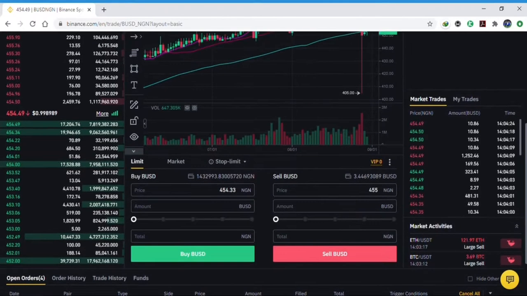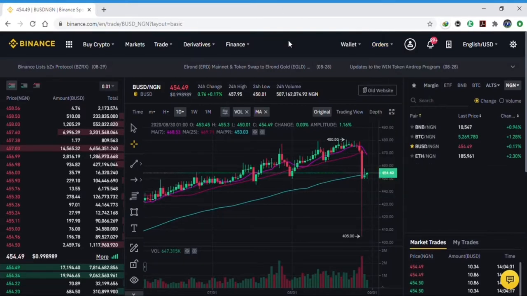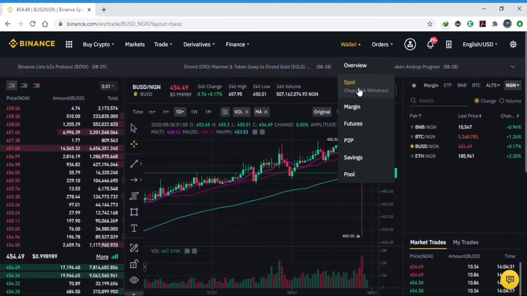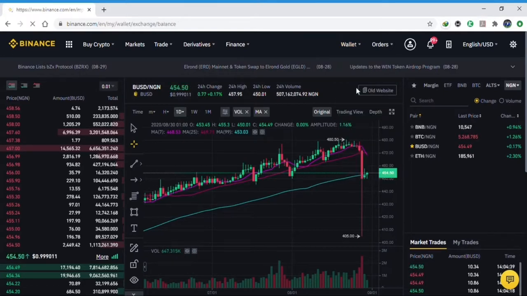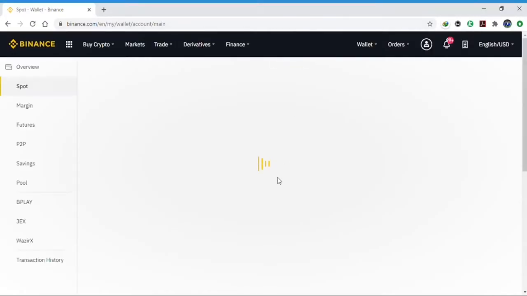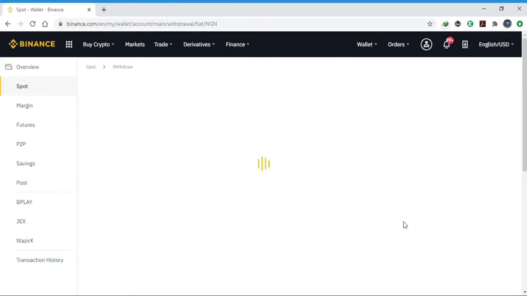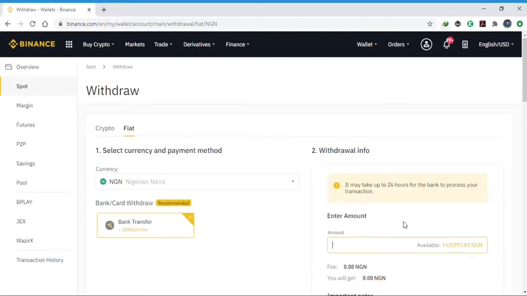So now I'm done. Assuming I sold, all I have to do is go to my wallet, my spot order, and withdraw. Because it's going to show here. Once it executes, it's going to show here as available, and hit the withdraw, as we talked about earlier, and that's about that. Thank you.